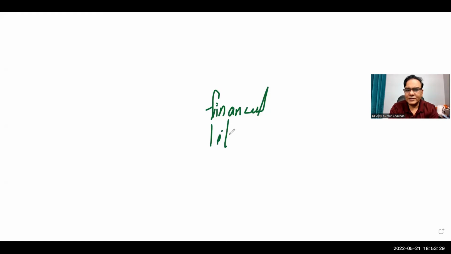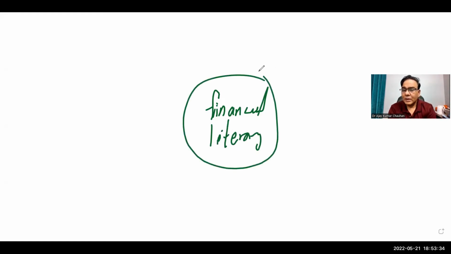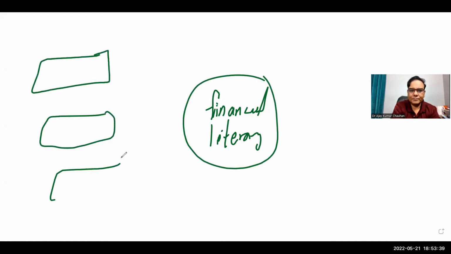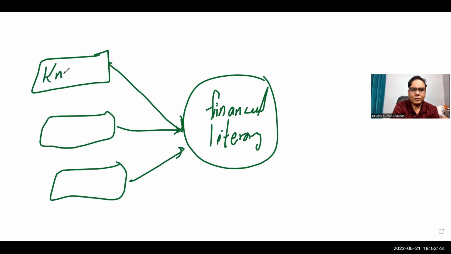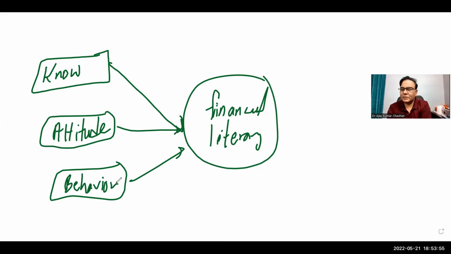So financial literacy is a very popular construct, and financial literacy is coming from 3 different sources. One is the knowledge, second is the attitude, and third is the behavior. Although these are constructs, these are formative constructs. So financial literacy is coming from the three sources. So financial literacy is a formative construct.